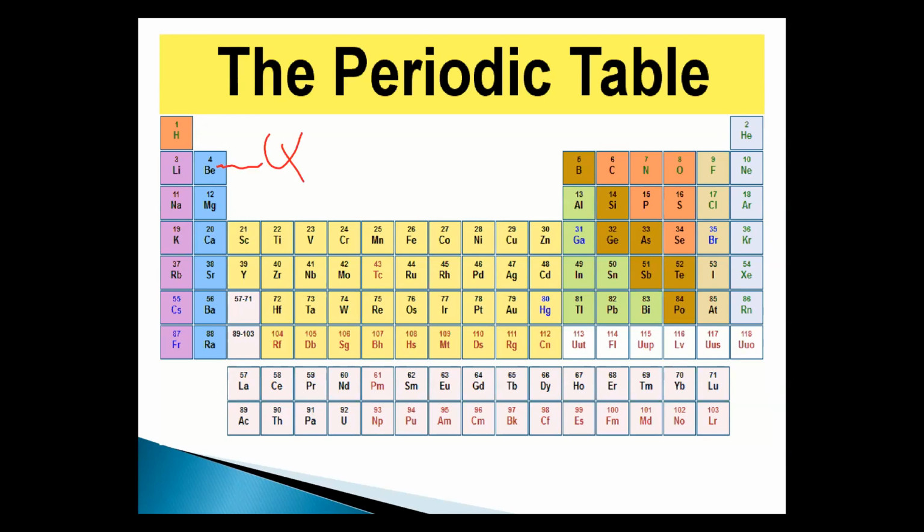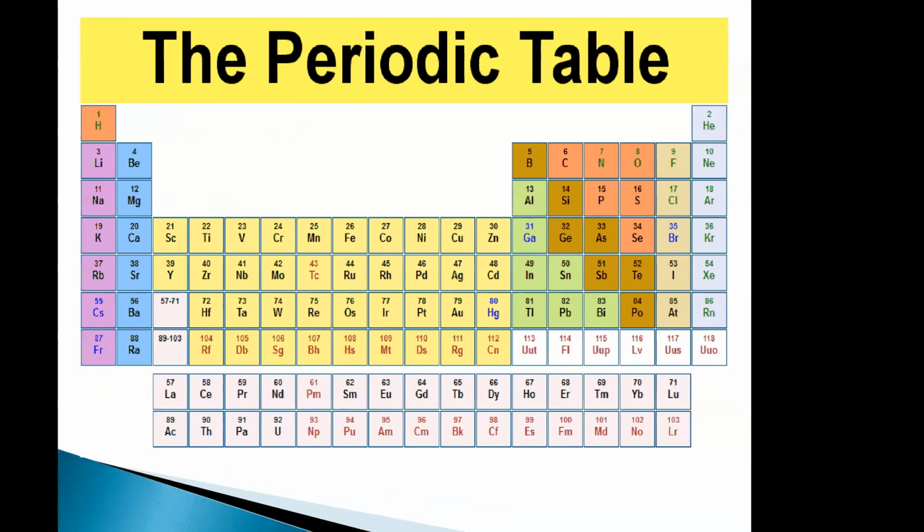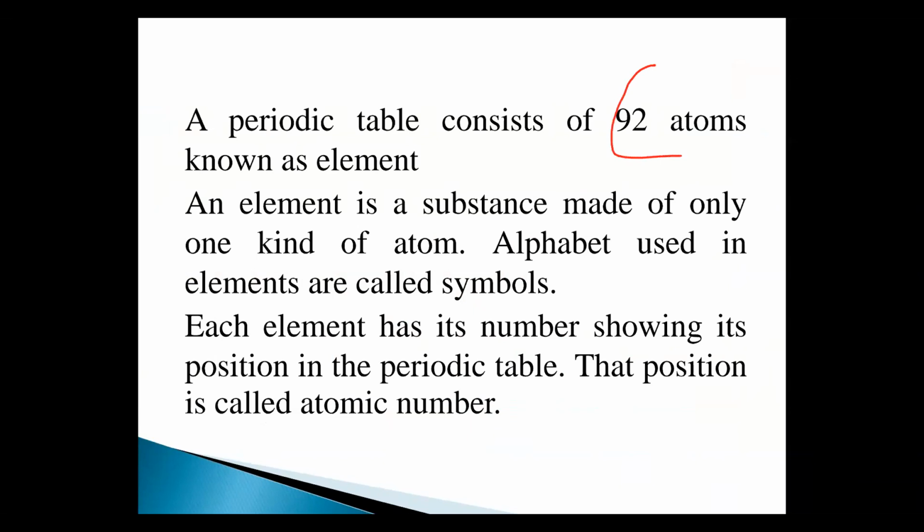Now, that's what they are saying here. They are saying a periodic table consists of atoms known as elements. Right. Take note of the words. Always take note of the atoms known as an element, each one. An element is a substance made up of only one kind of atom. Alphabet used in elements are called symbols.